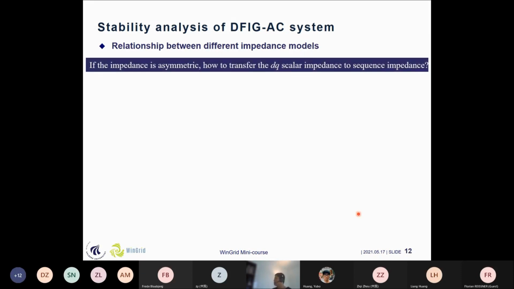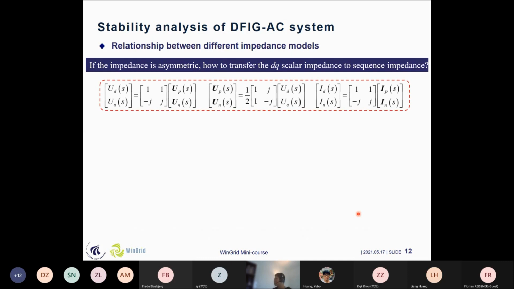The difficulty we are facing is when the impedance is asymmetric, like I have introduced before. Since the PLL effect is considered, we will introduce some asymmetric matrices here. Then if we are encountering asymmetric matrices, how can we transform the dq scalar impedance to the sequence impedance? I think you can find more details in this paper. It's a very good paper and it contains how we can transform the sequence domain impedance to the dq domain impedance. And here I just list some important equations of this paper.